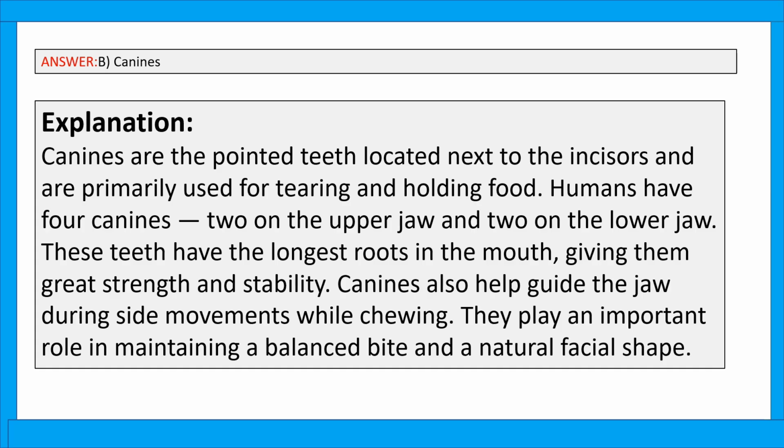Humans have four canines, two on the upper jaw and two on the lower jaw. These teeth have the longest roots in the mouth, giving them greater strength and stability. Canines also help guide the jaw during side movements while chewing. They play an important role in maintaining a balanced bite and a natural facial shape.